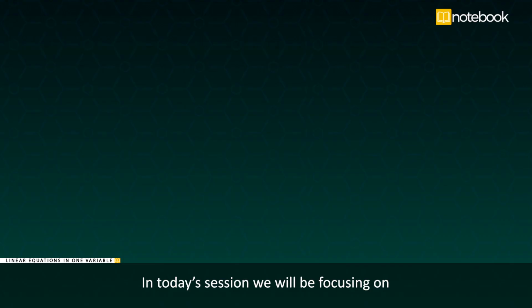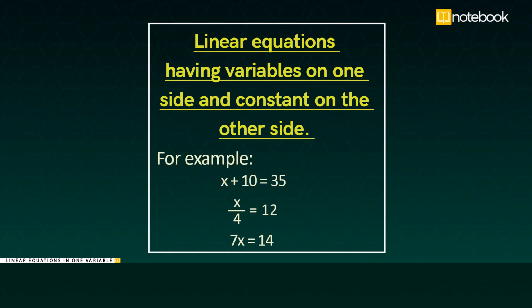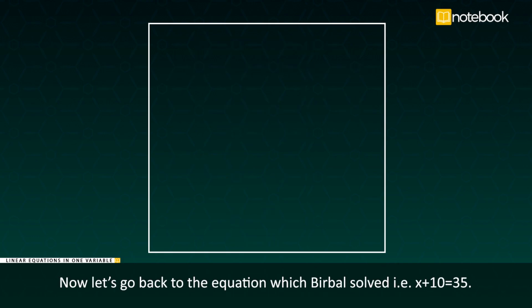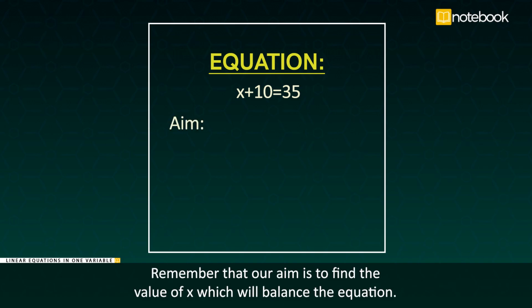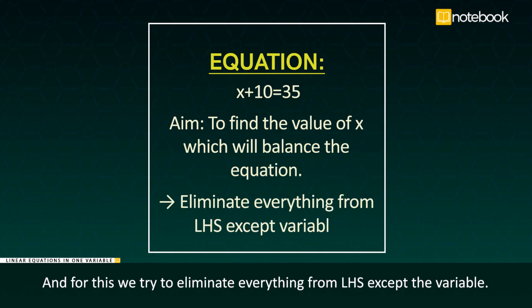In today's session, we will be focusing on linear equations which have expressions containing variable on one side and constant on the other side as shown. Now let's go back to the equation which Birbal solved, that is x plus 10 equals 35. Remember that our aim is to find the value of x which will balance the equation, and for this we try to eliminate everything from the LHS except the variable.